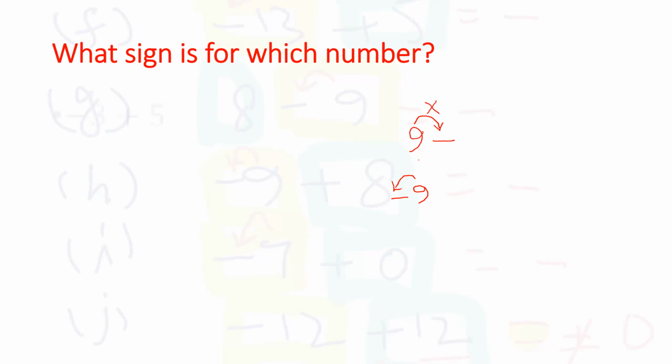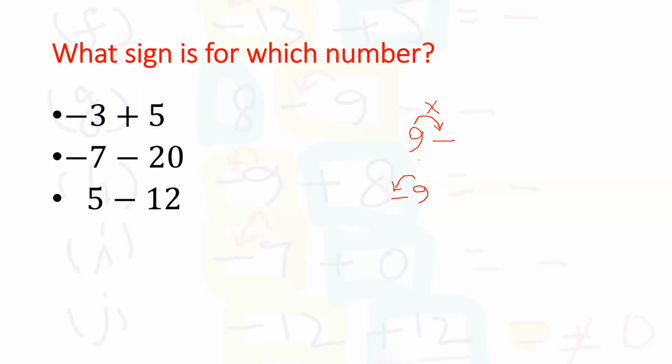So let's see now. There is minus 3 plus 5. We'll see which number has what sign. So let's see about 3. 3 has a minus sign because this sign is on its left. 5 has a sign on its left, which is plus. Similarly, minus 7 minus 20. So 7 has a minus sign on its left, 20 has a minus sign on its left.